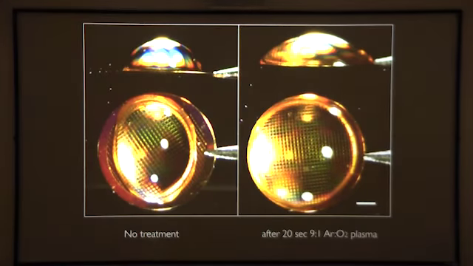This image shows what happens when you plasma treat your grids. There's a 3 microliter drop of water applied to a grid before and after plasma treatment. And you can see the decrease in contact angle here, which demonstrates the improved wetting after plasma treatment.